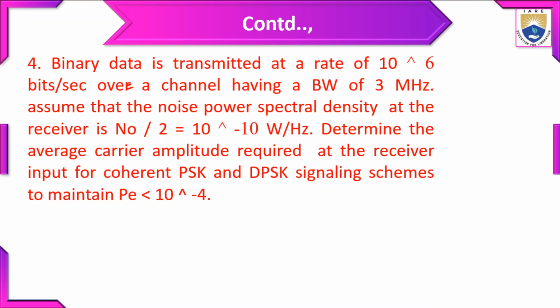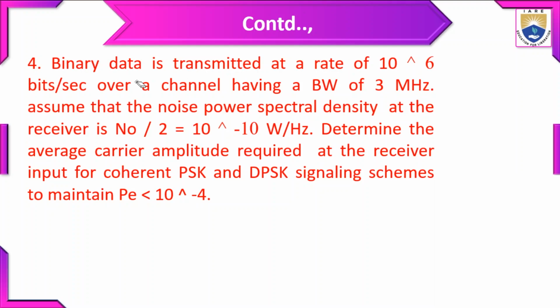Okay, coming to another problem, that is binary data. Binary data is transmitted at a rate of 10 power 6 bits per second over a channel having a bandwidth of 3 megahertz. Assume that the noise power spectral density at the receiver, N0 by 2, is equal to 10 power minus 10 watts per hertz. Determine the average carrier amplitude required at the receiver input for coherent PSK signaling schemes to maintain probability of error less than 10 power minus 4.